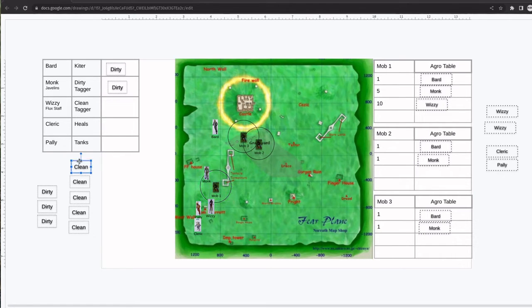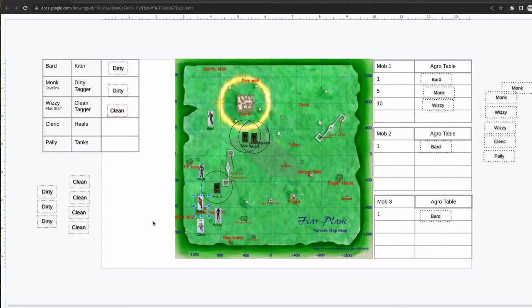That wizard, he's clean. He tagged when mob 1 was out of the aggro radius. Now at this point, the Pally runs up and flashes the light on mob 1, which puts the Pally onto the aggro table of mob 1. Since he flashed the light, it generates a huge amount of aggro, which is 50, which then pulls the mob off of the Wizzy, and then the Pally tanks.